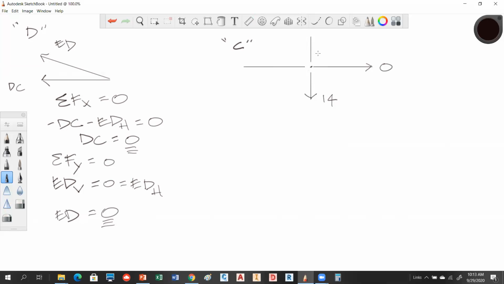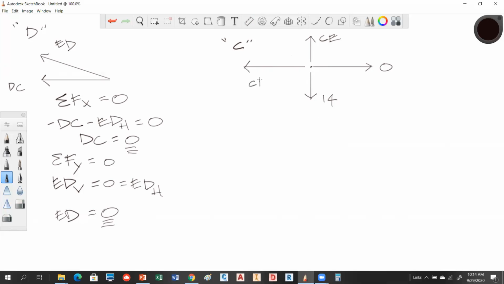What can we say about CE? Compression or tension? CE, the vertical member here. Do you think it's compression or tension? Let's say tension. Look at this guy, he's pulling down. He better pull up, right? If you want equilibrium. So we're going to call that CE. What about this guy, CB? Tension. Okay.